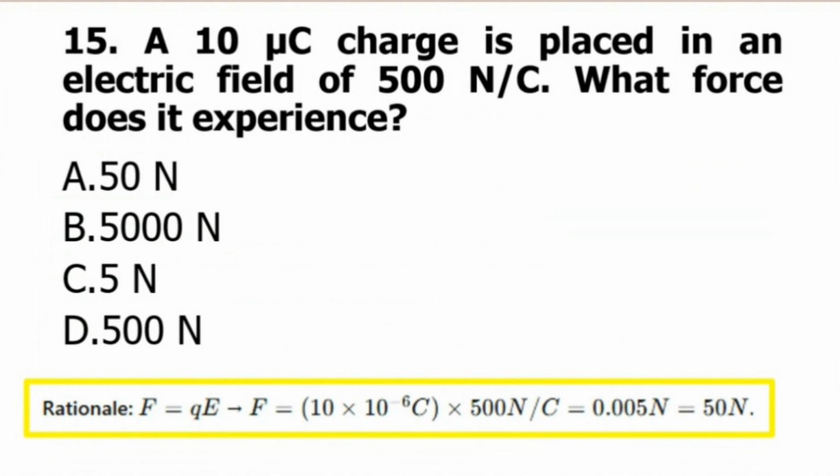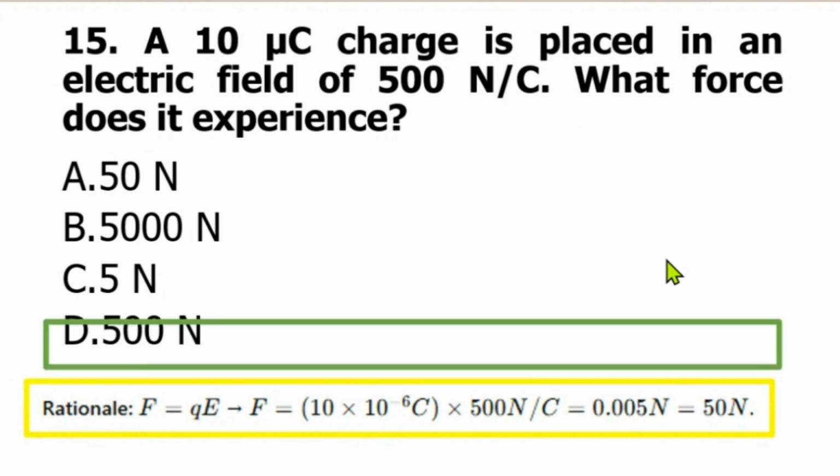Next, number 15. Oh my gosh, I already showed the answer. But for this one, number 15, a 10 microcoulomb, the mu sign here is this one, which means micro. So we have a 10 microcoulomb charge placed in an electric field of 500 Newton per coulomb. What force does it experience? The answer is, of course, 50 Newton.